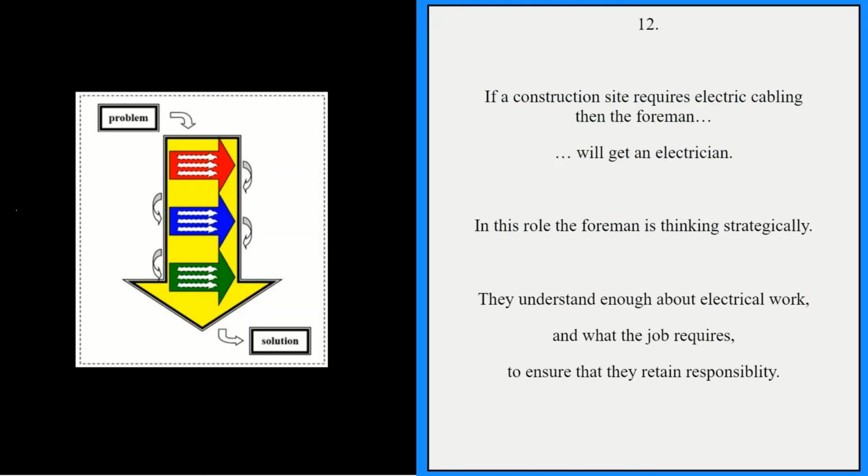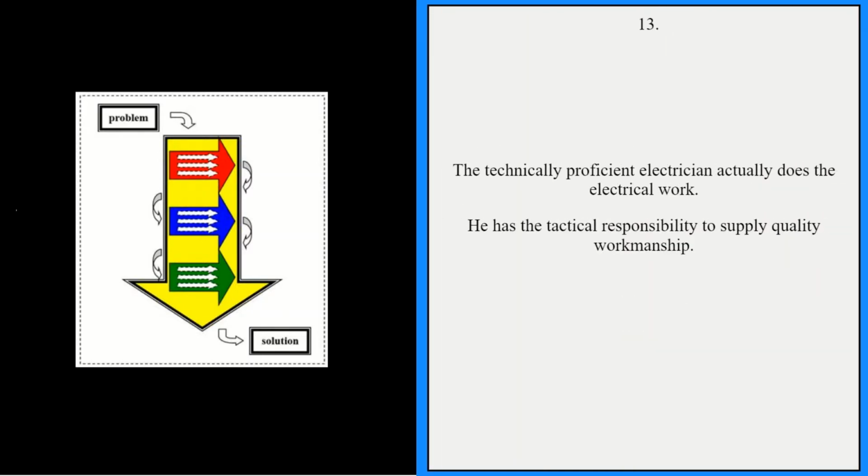If a construction site requires electric cabling, then the foreman will get an electrician. In this role, the foreman is thinking strategically. They understand enough about electrical work and what the job requires to ensure they retain responsibility. The technically proficient electrician actually does the electrical work. He has the tactical responsibility to supply quality workmanship.